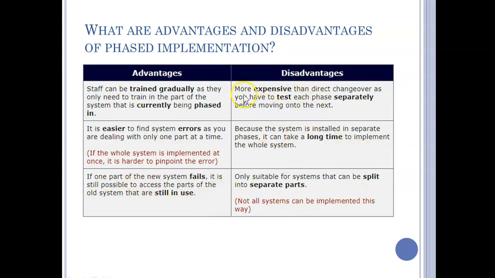The disadvantages, however: it's more expensive than direct changeover, as you have to test each phase separately before moving on to the next. Because the system is installed in separate phases, it can take a long time to implement the whole system. The last one: it is only suitable for systems that can be split into separate parts. So not all systems can be implemented this way. So these are the advantages and disadvantages of phased implementation.